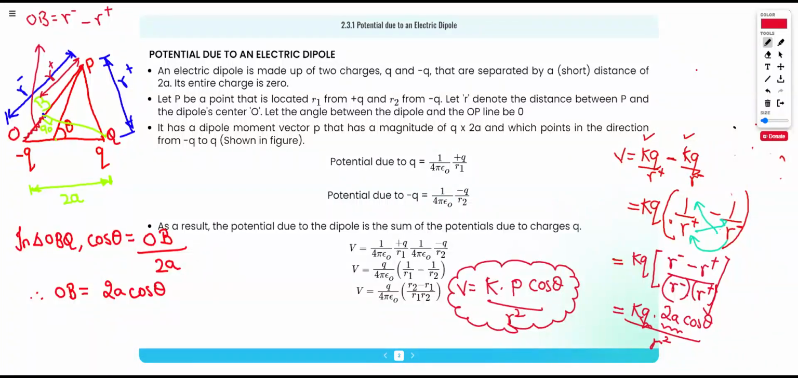Then we have to find the potential due to two charges. Here we don't have one charge, we have two charges, so the potential will be different. So what are we finding? We are finding the net potential at P. So this V will be equal to KQ over R. The first will be positive, the other one will be negative. This charge is positive, this charge is negative.